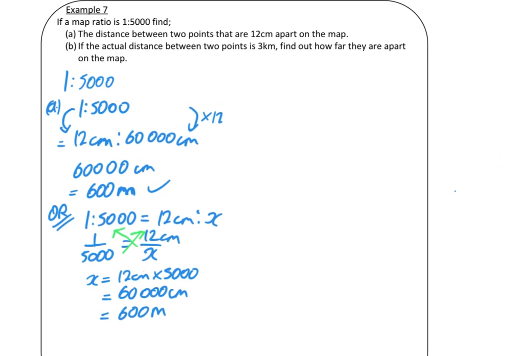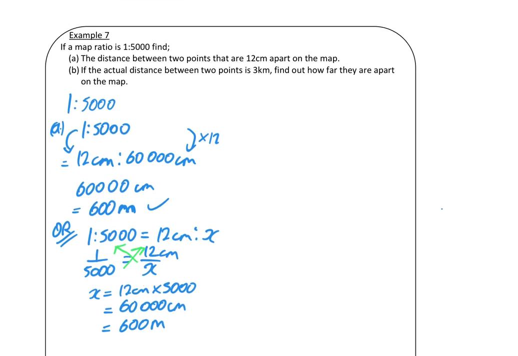So there you have your 2 methods of doing that sort of question. They're both good, just personal preference, whichever one you like best. And the last part of this question, part B, says if the actual distance between 2 points is 3 kilometres, find out how far they are apart.